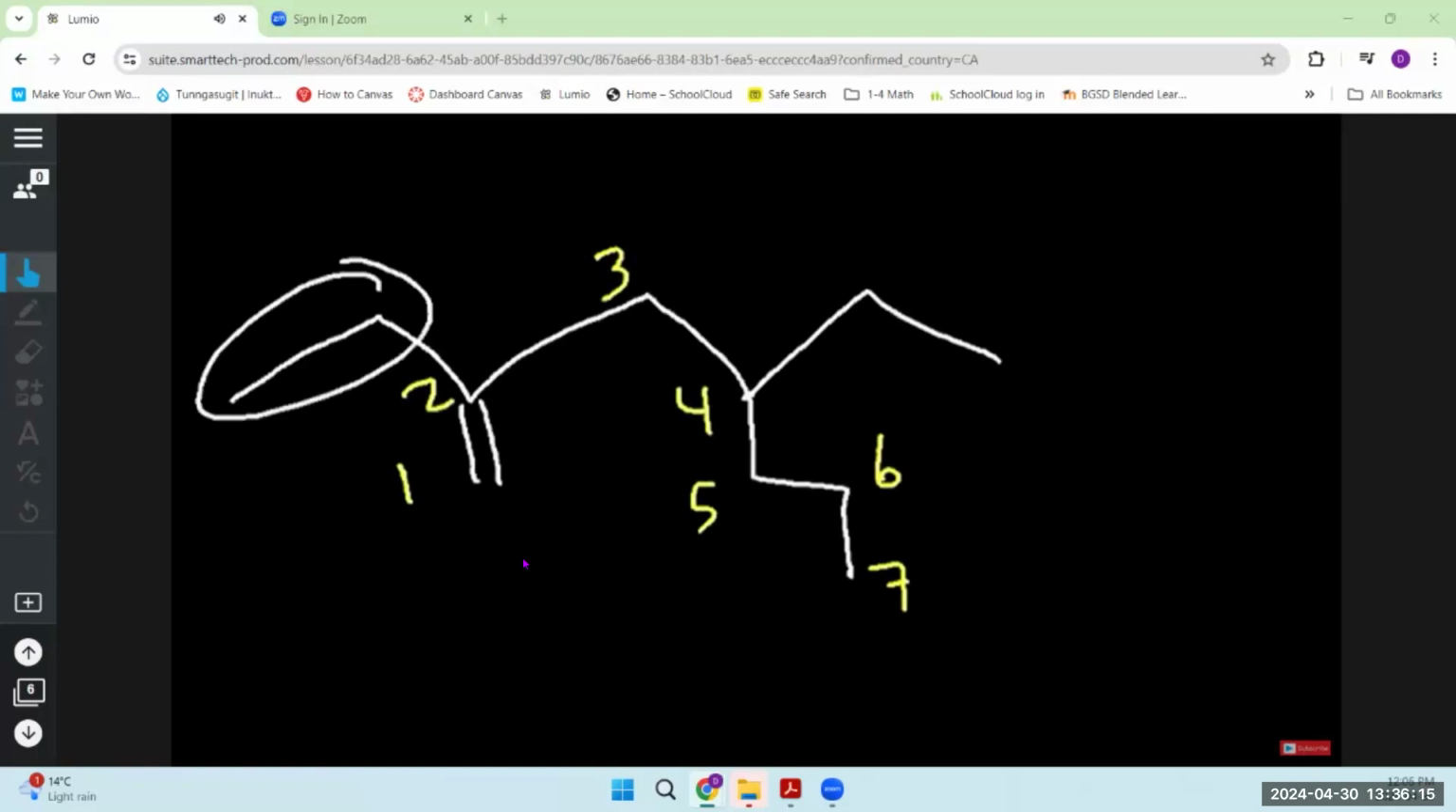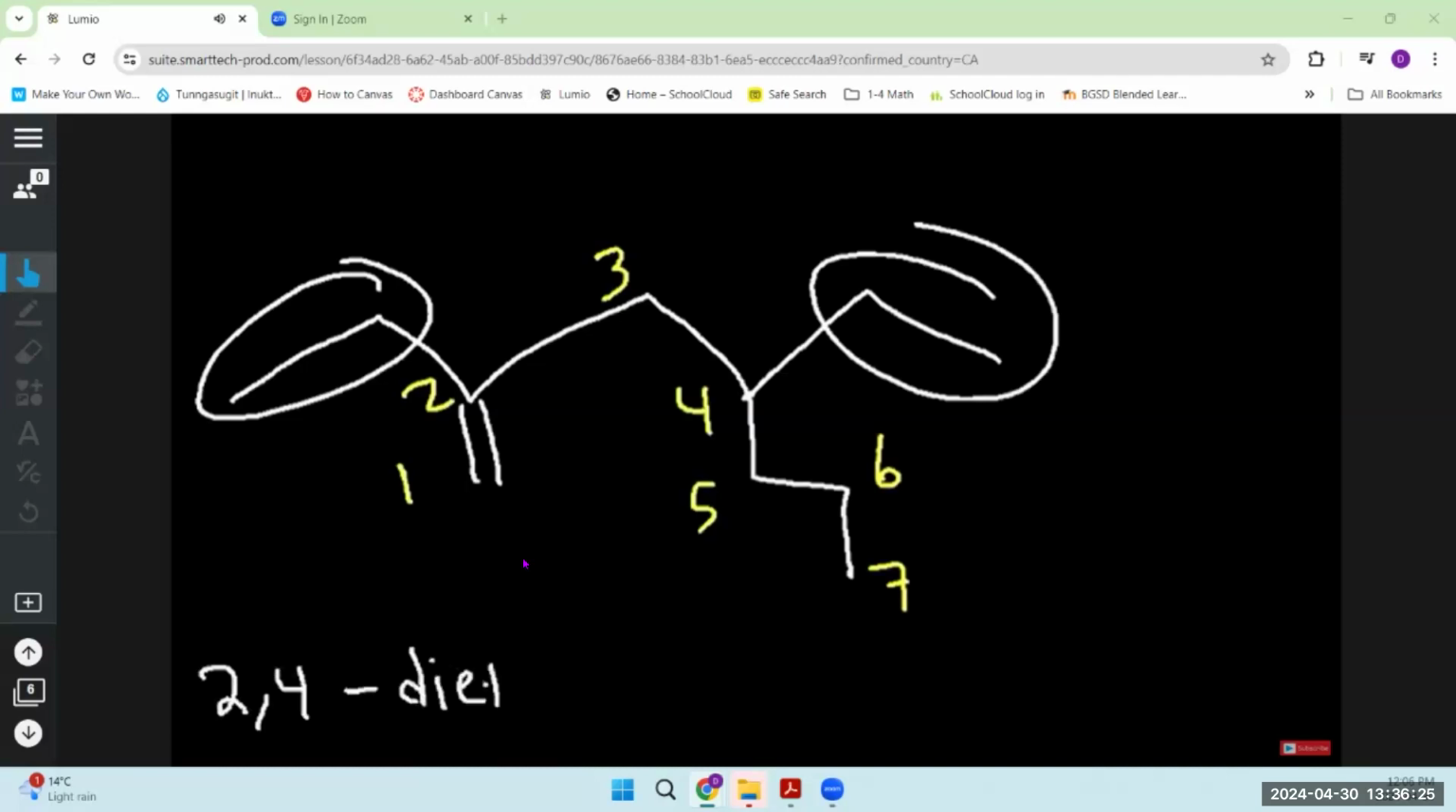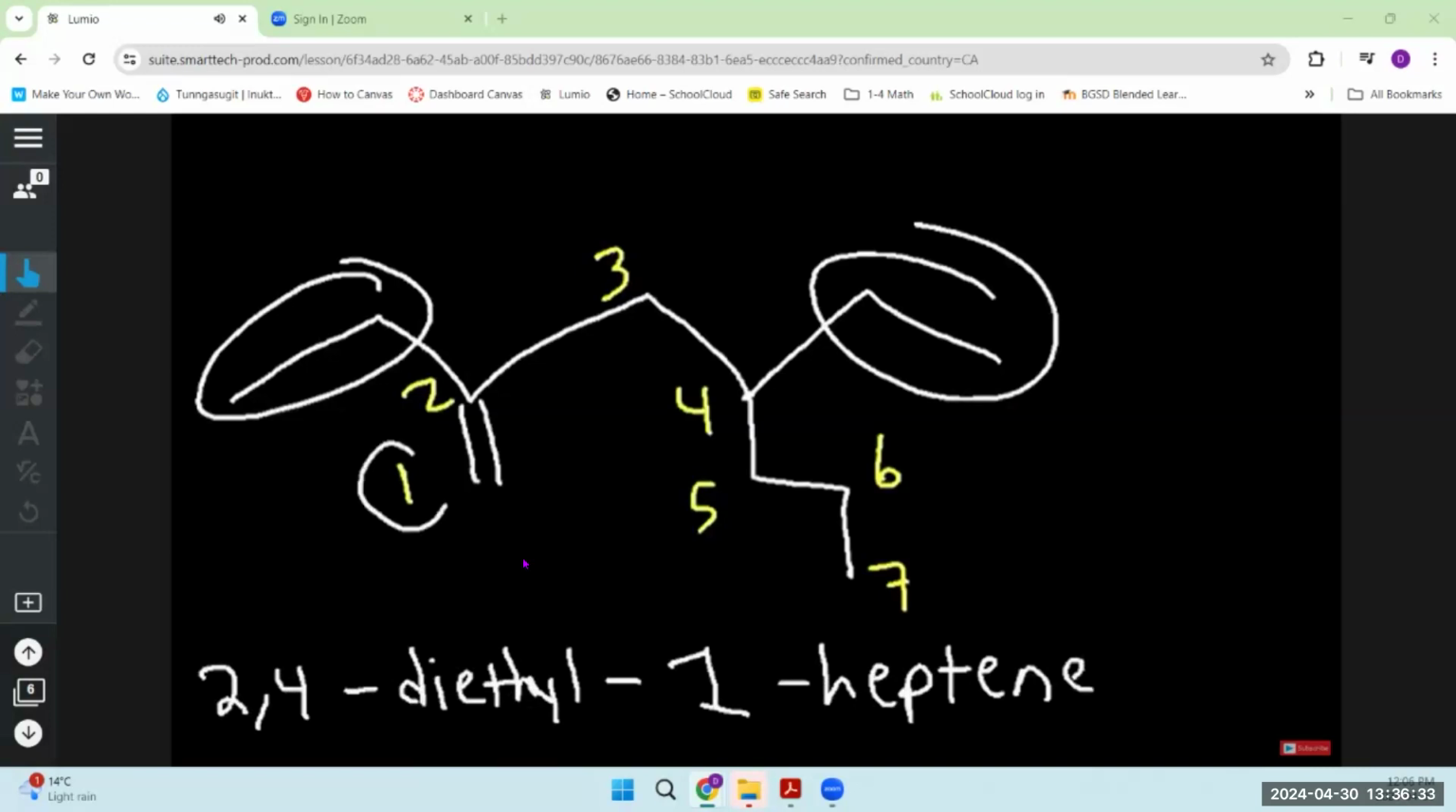Now, this is an ethyl group because it has 2 carbons, and this is another ethyl group. So we have an ethyl group on carbons 2 and 4. So this is going to be called 2,4-diethyl, dash 1-heptene, since the double bond is on carbon 1.